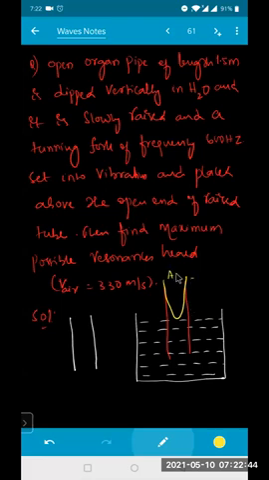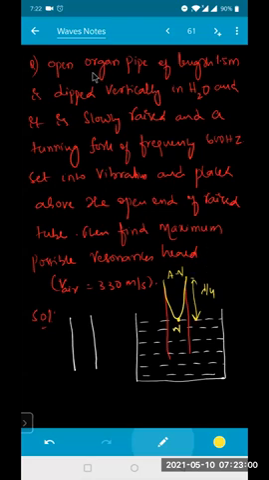So the length of this one will be equal to how much? This one will be the antinode and this will be the node. The distance between node and antinode will become how much for me, beta? Lambda by 4. The next one is 3 lambda by 4. The next one is 5 lambda by 4. Is that clear?